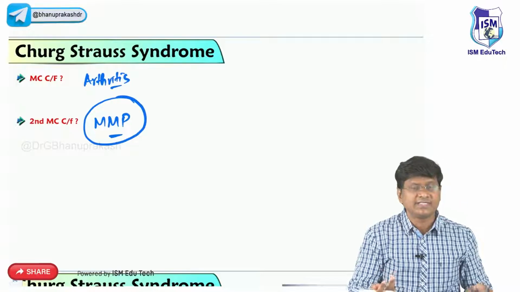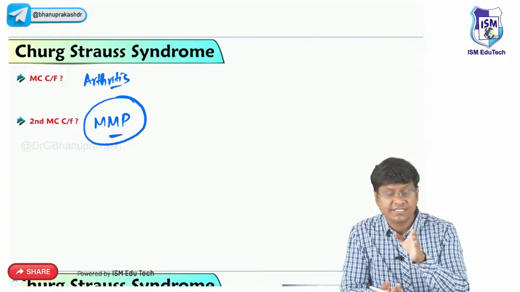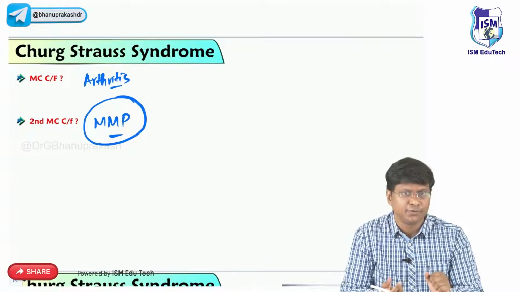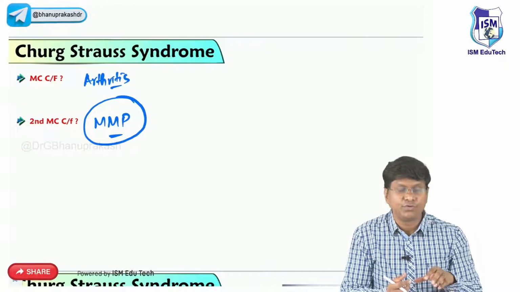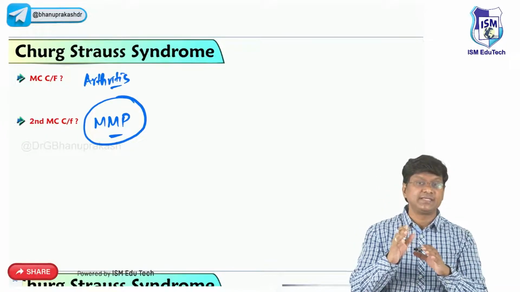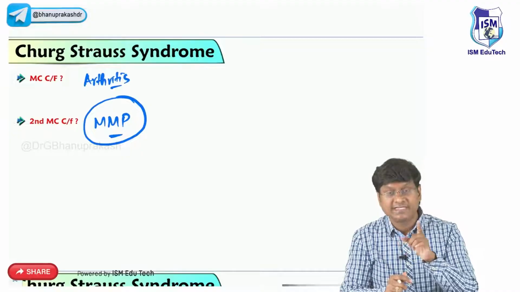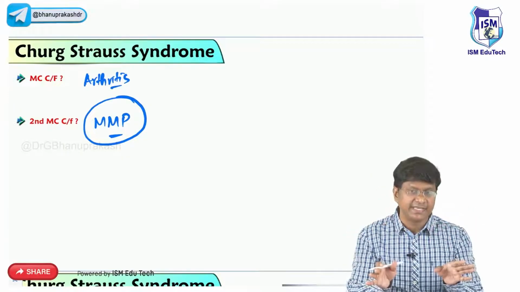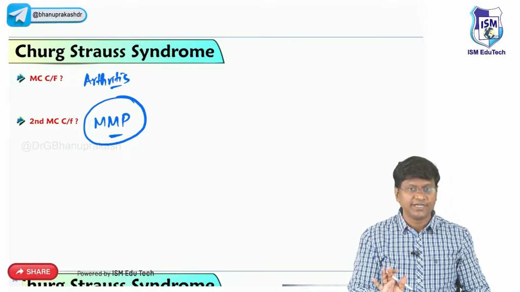Now, what exactly is mononeuritis multiplex? This is also called mononeuropathy, and it is a type of peripheral neuropathy. So what exactly happens in mononeuritis multiplex? It happens when there is damage to two or more different nerves in different areas. That is what is called mononeuritis multiplex.